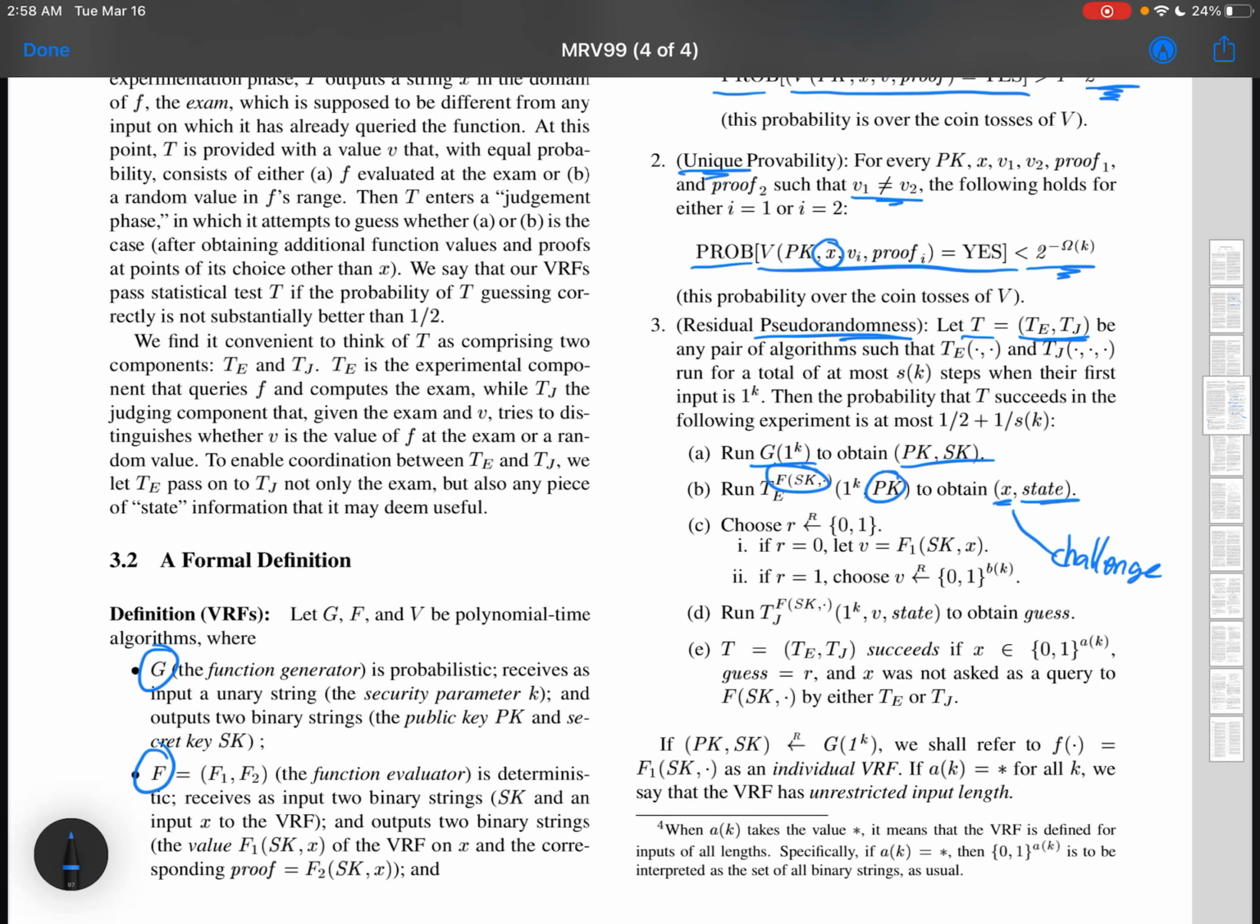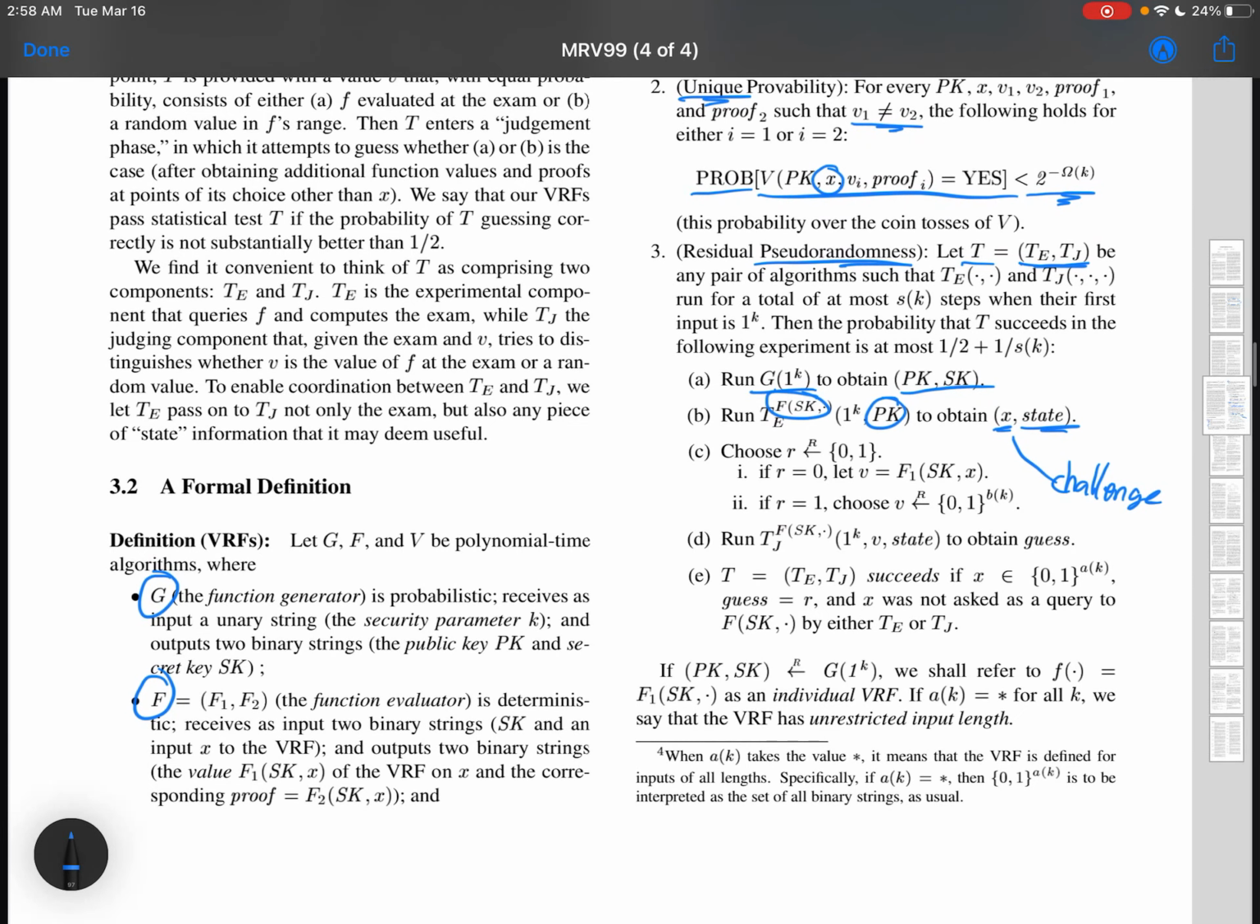We can skip state for now. Next, once we have X, we flip a coin and we do one of two things. In the first case, we evaluate the function F on the input challenge X to obtain V. Or in the second case, we just choose V completely at random.